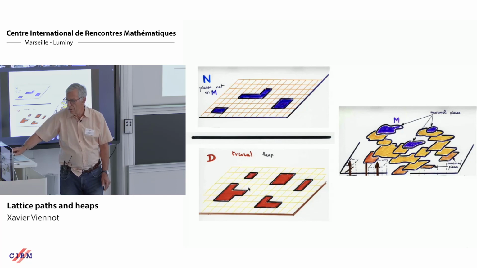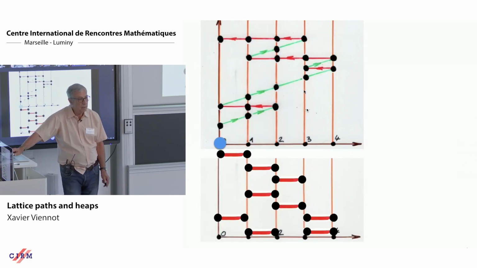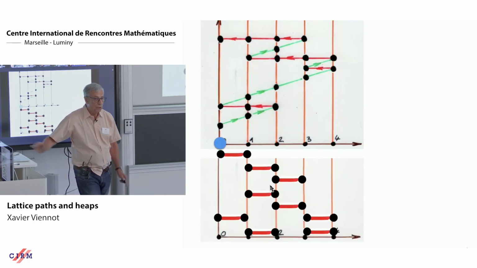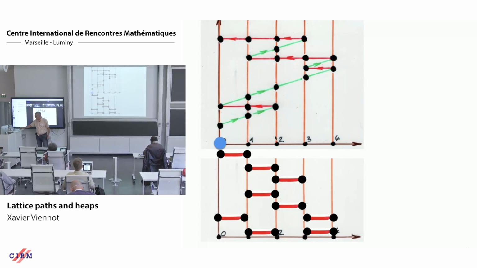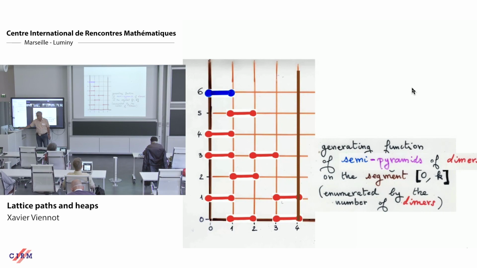You see, this is D, this is N, this is the maximal piece. And if I apply this to this Dyck path, we have seen Dyck paths are in bijection with semi-pyramids of dimers, so the maximal piece must be this. And if I extend this inversion lemma, I get the generating function for semi-pyramids of dimers is exactly, the denominator is the same, but the numerator is trivial heaps of dimers which do not intersect, which do not belong to this. So it's exactly trivial heaps of dimers on this segment. It's very easy, you see, it's a numerator.